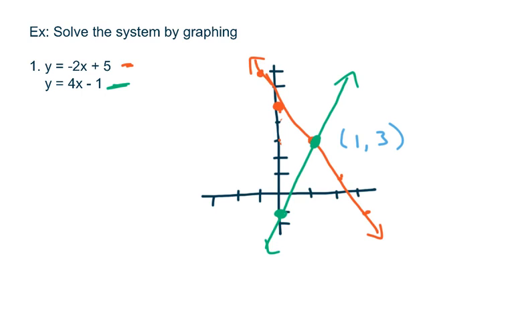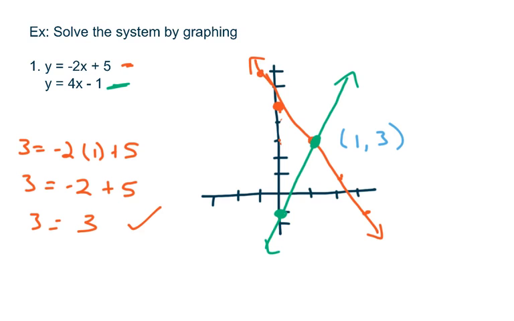To be sure, though, we need to check 1, 3 in our system of equations. So let's start with the top one, the red one. We're going to have 3 equals negative 2 times my x value, which is 1, plus 5. Negative 2 times 1 is negative 2, plus 5. Negative 2 plus 5 is equal to 3. So that point checks out for the red one.